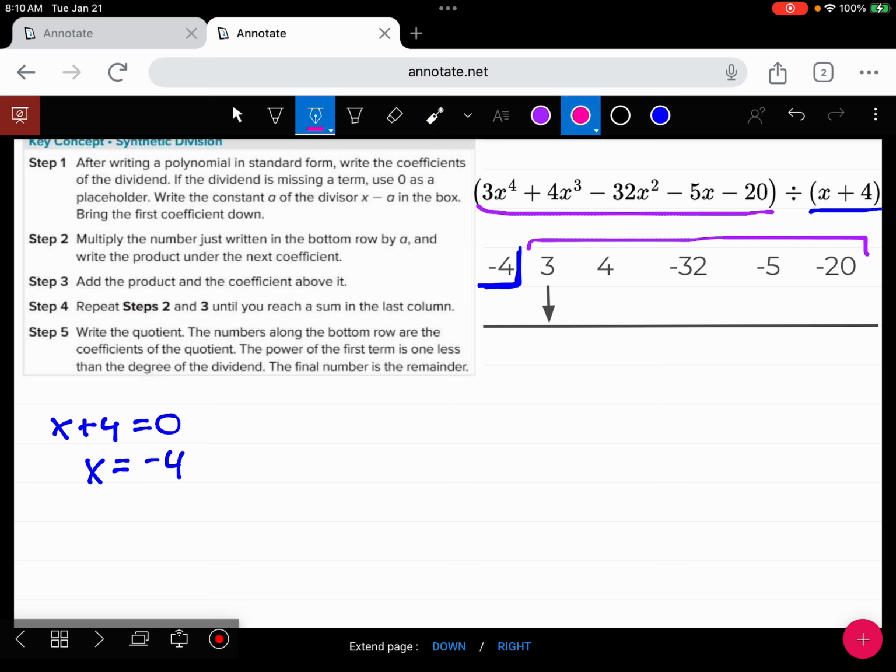So to do our steps of synthetic division here, what we're going to do is the first term drops. That's what this arrow is showing us. So the first term drops, so I'm going to put my 3 down here. I take the bottom times the box and put it under. So we're going to take 3 times the minus 4, and that's going to be underneath. So that 3 times minus 4 gives us minus 12.